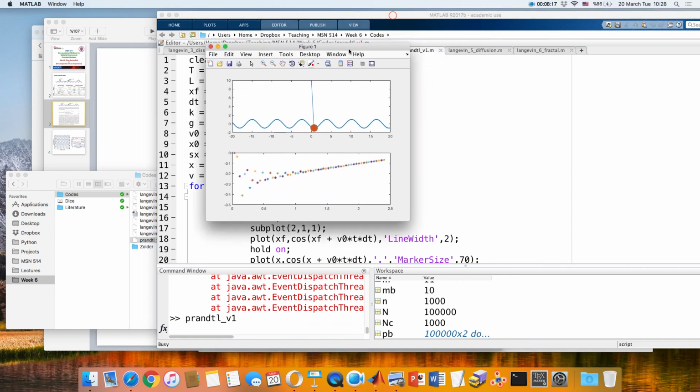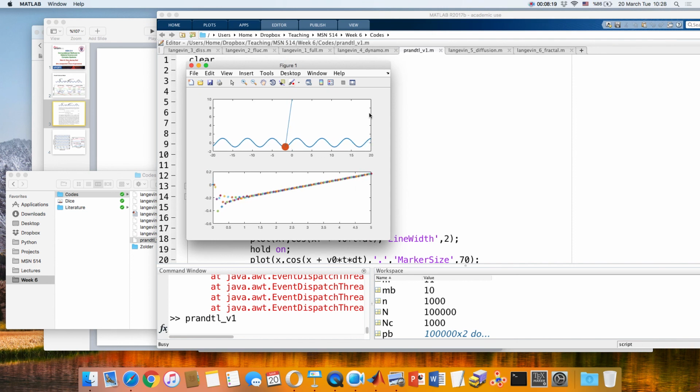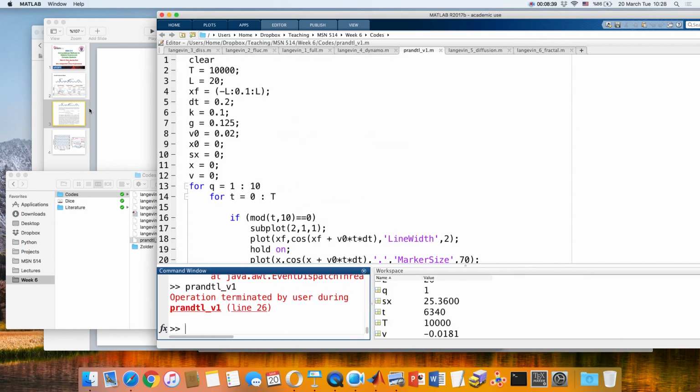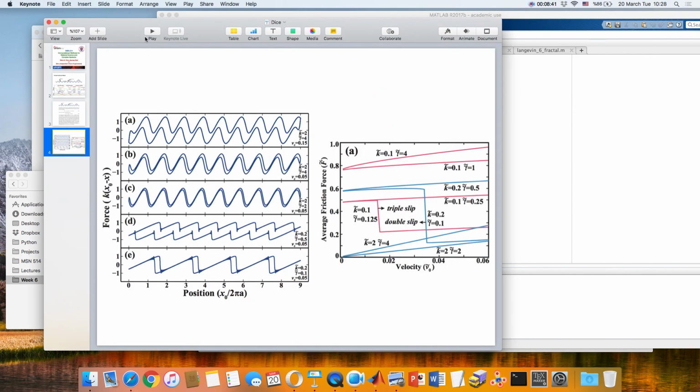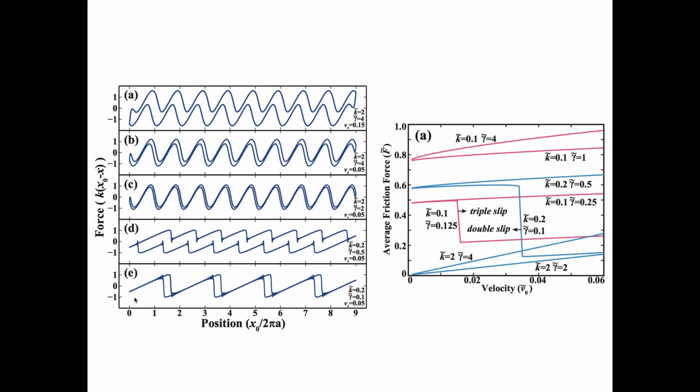I have 2 minutes. Sorry, I will not tell this in full detail, but do you see it's stuck, then it actually slips. It has a triple slip actually. Okay, then it is again stuck, and then it moves, etc. So let me show you the graphs. This is the graph that you have just seen. If you continue this, it looks like this.